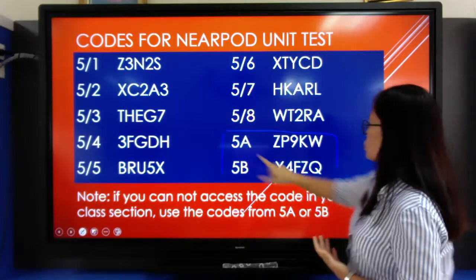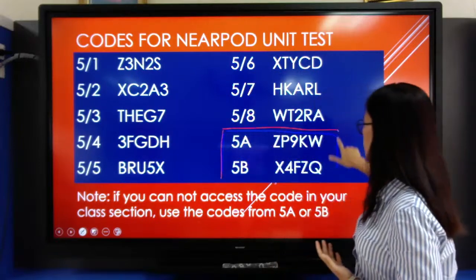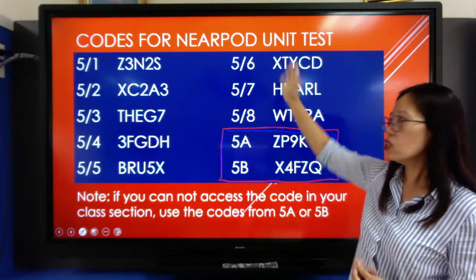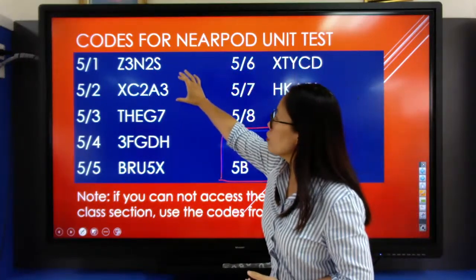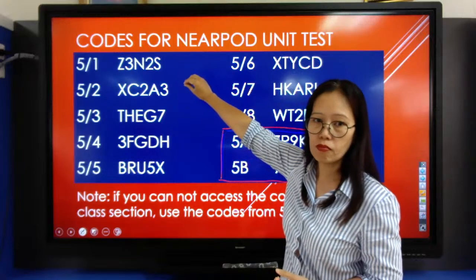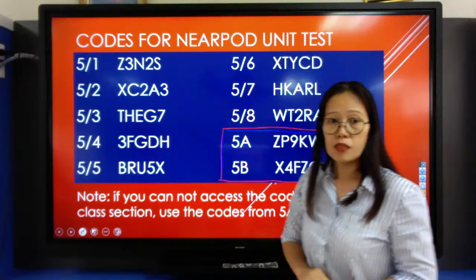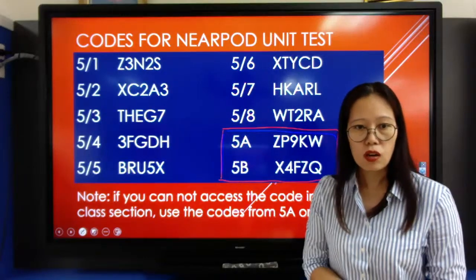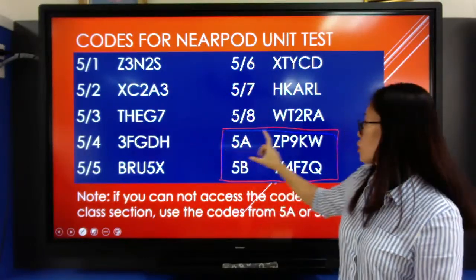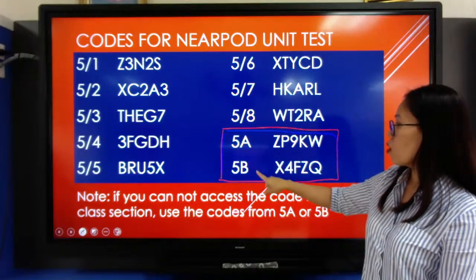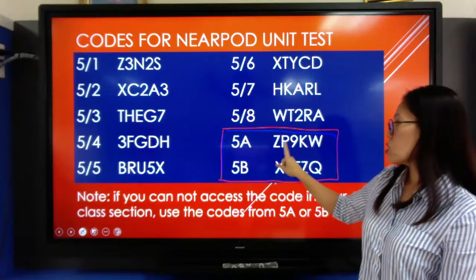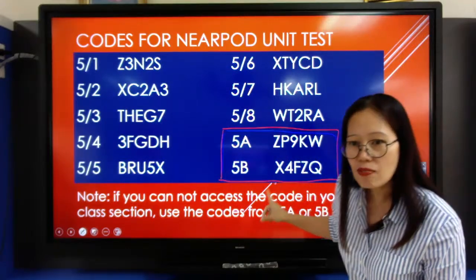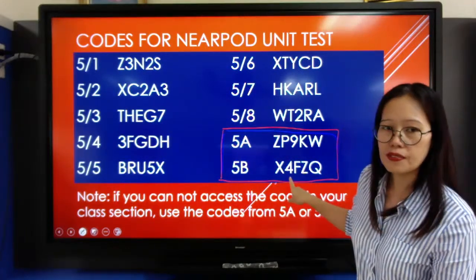All right. So these codes are your extra codes. If you cannot use your code in your class section because it's already used, all of it already used, you can choose from 5A or 5B. So you try 5A. If it is okay, then go on. If not, then you can use 5B.